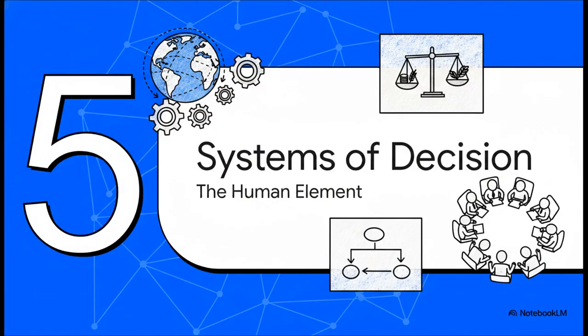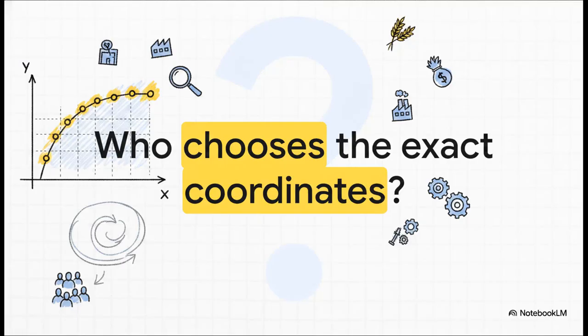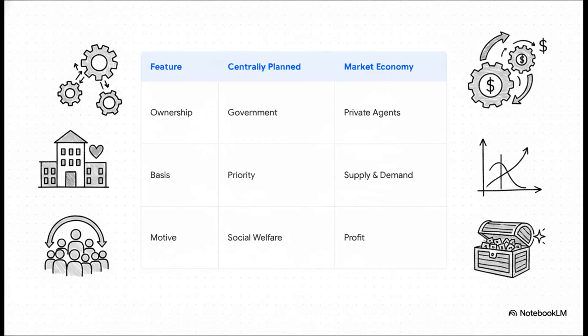And finally, Section 5, Systems of Decision, the human element. Up until now, we've really just been looking at the math. But out of all those possible, highly efficient points sitting perfectly on the curve, who actually chooses the exact coordinates? How does an entire society decide exactly where it's going to land? Well, the answer is dictated by the dominant economic system.